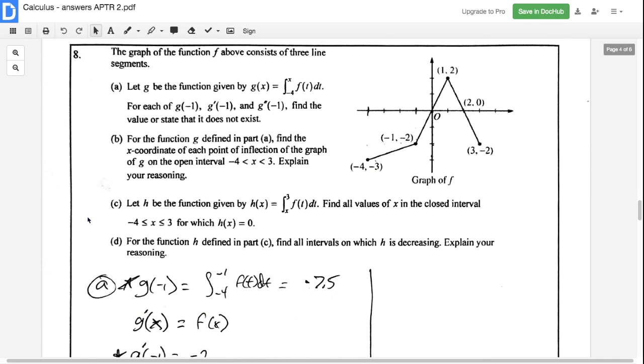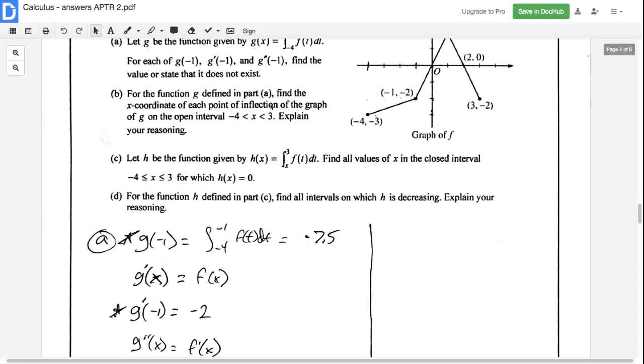All right, number 8, the graph of f consists of 3 line segments. So we've got 3 different line segments. It says let g be the function defined by the integral from negative 4 to x of f of t. We want to find g of negative 1. We want to find g prime of negative 1, and we want to find g double prime of negative 1. Find the value or state that it does not exist.